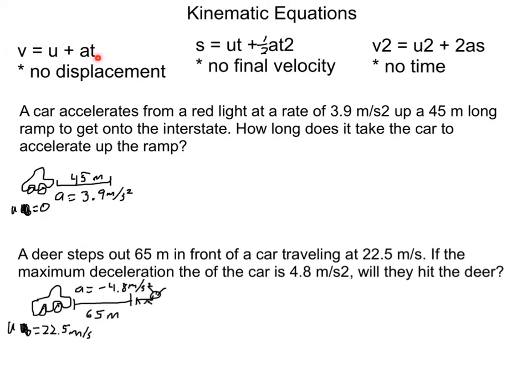This equation: final velocity equals initial velocity plus acceleration times time. Notice that it is missing displacement. There is no S in it for displacement. So if you have a problem and you don't know anything about displacement, but you know three of the other four variables and you're looking for the fourth, that would be the equation to use.